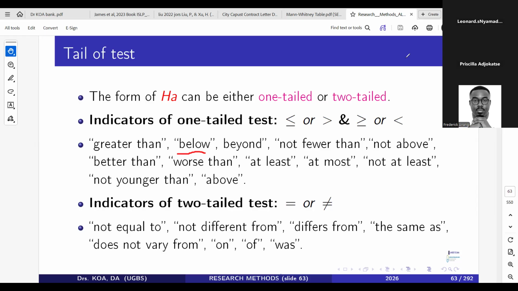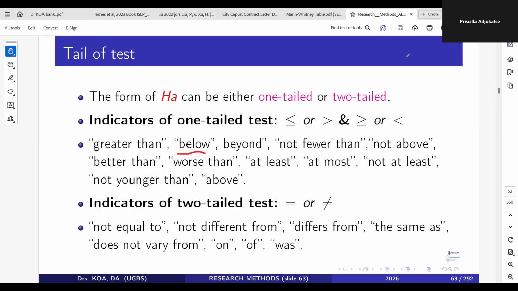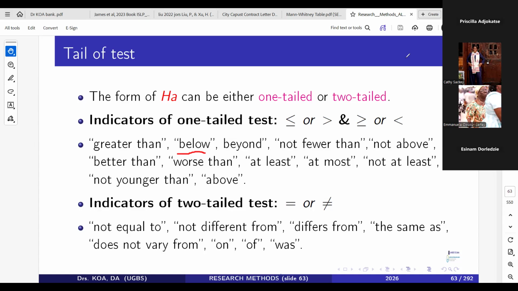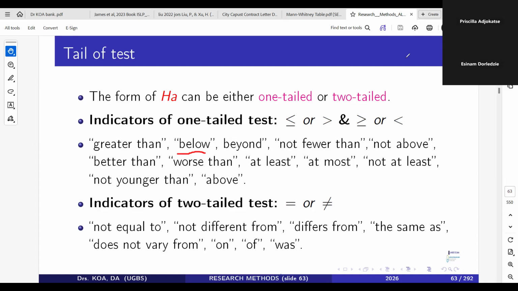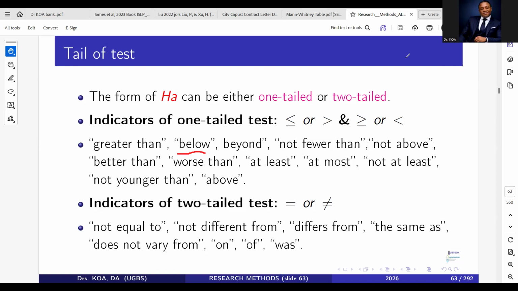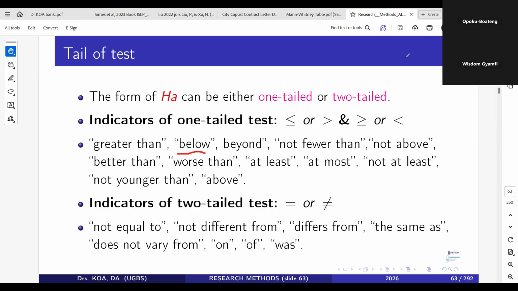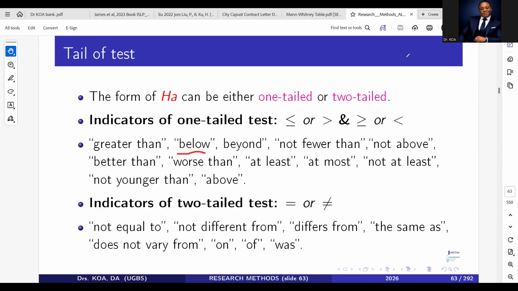Does not vary from. What symbol is that? Priscilla. Equal to. Equal to. On. What symbol is that? Greater than, equal to. Off. What symbol is that? Was. What symbol is that? So all of them are equal to.